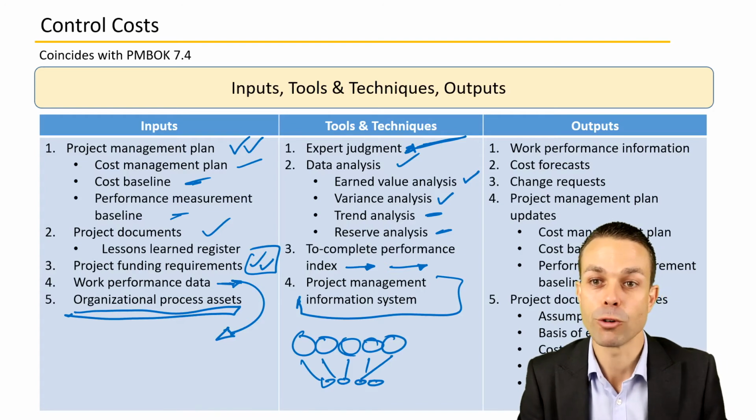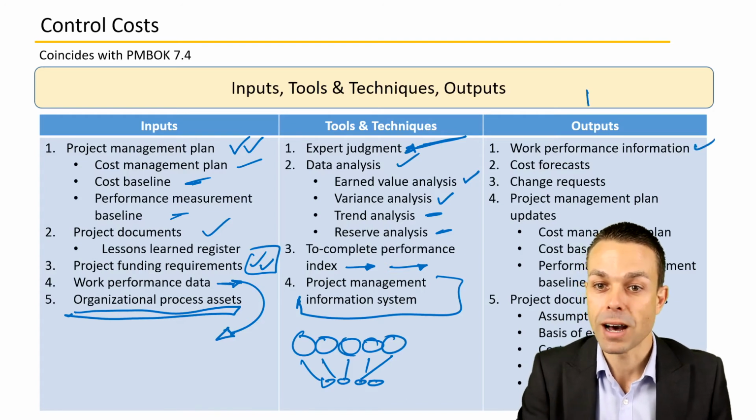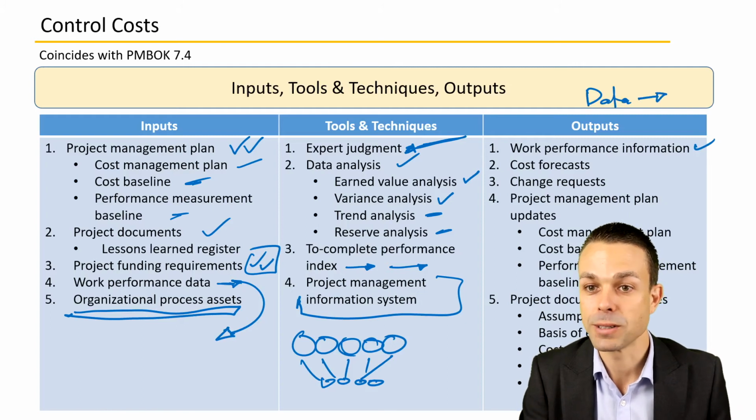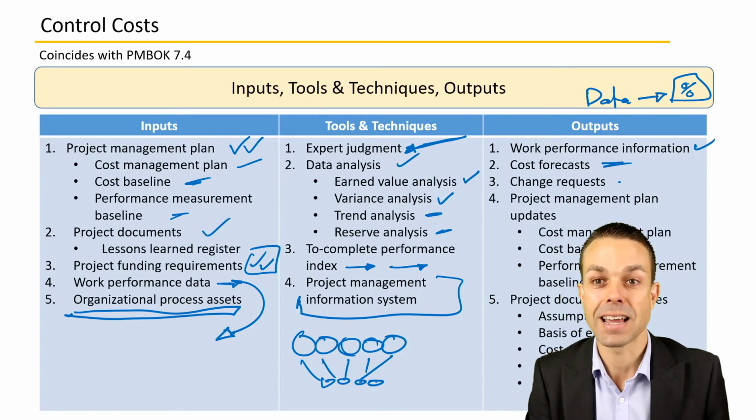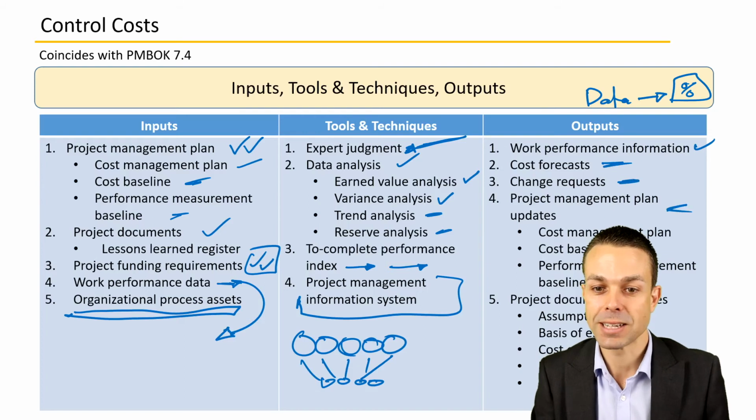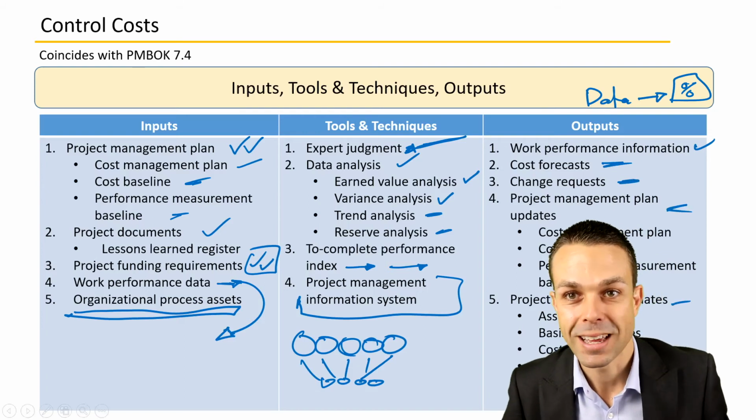Outputs, we've got work performance information. So our raw data, as you know, turns into work performance information, percentages and ratios that make it easier to see how we are tracking. Then cost forecasts, change requests, project management plan updates, and project documents updates.